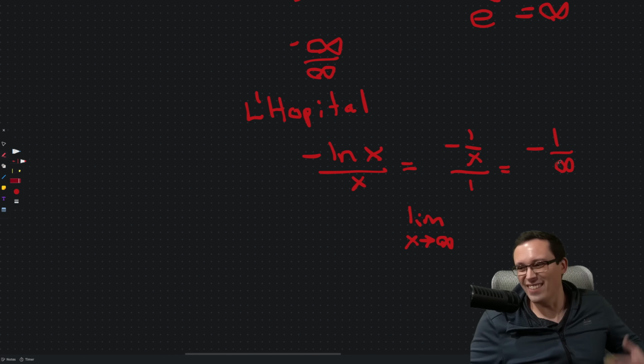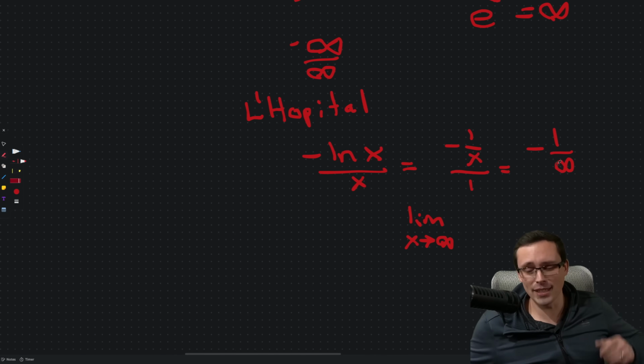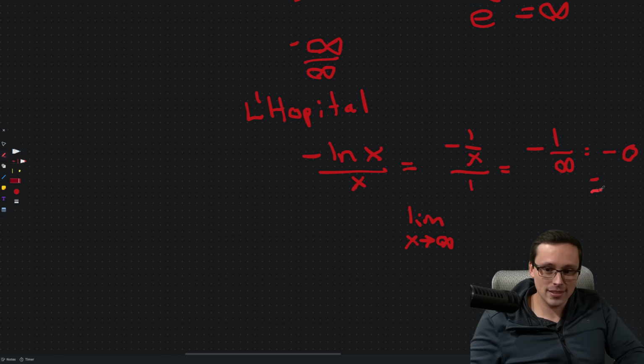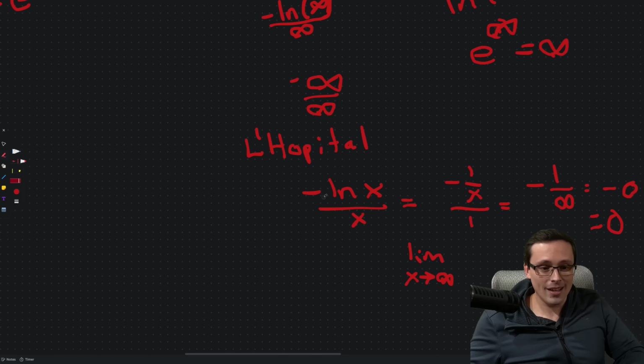And remember, this isn't really infinity. It's like infinitely close to infinity. We're getting super, super big. So 1 divided by a super big number is 0, and negative 0 is just 0. So the limit of negative ln x over x does end up being 0.